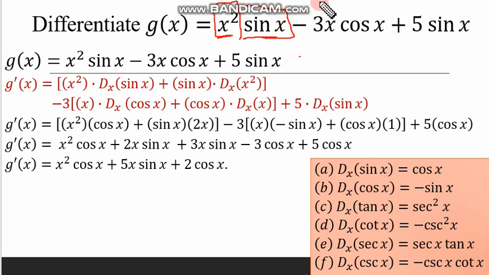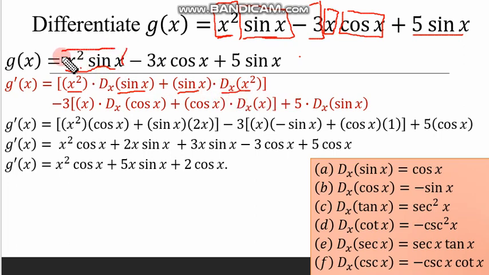We have a constant multiple rule here, and then two different functions, which are the x and the cosine x. Again, we will use the product rule here, while the last term is a constant multiple rule. Let's start with the first one, the x squared sine x. Using the product rule, we multiply the x squared times the derivative of the second function, dx of sine x, plus the second function sine x times the derivative of the first function, dx of x squared.